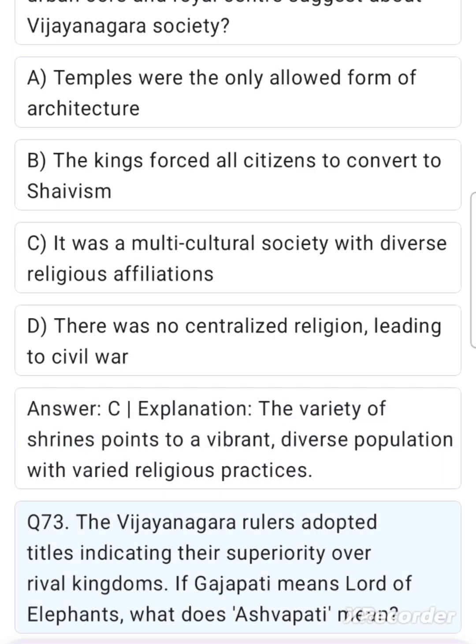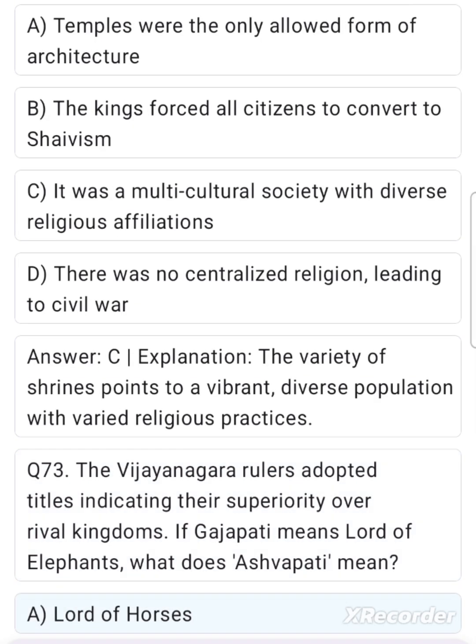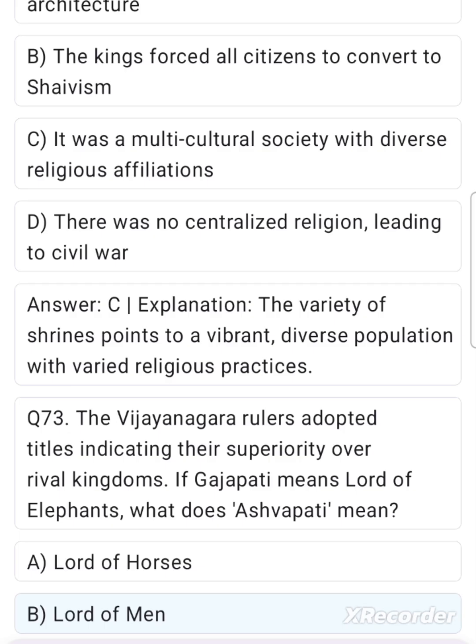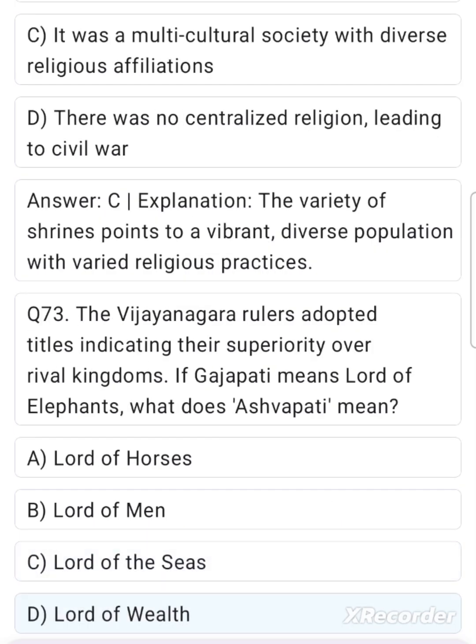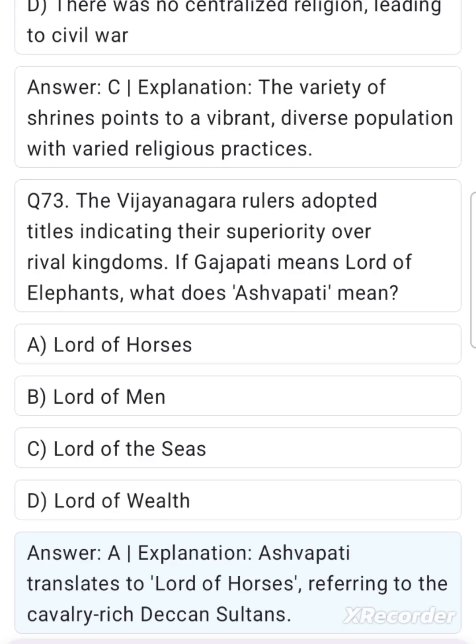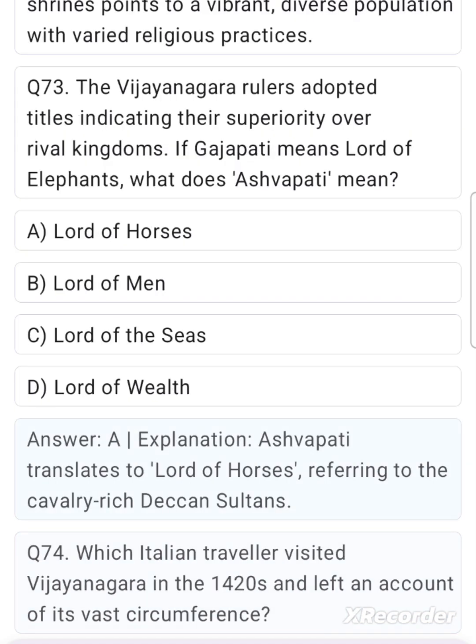Q73. The Vijayanagara rulers adopted titles indicating their superiority over rival kingdoms. If Gajapati means Lord of Elephants, what does Ashwapati mean? A. Lord of Horses. B. Lord of Men. C. Lord of the Seas. D. Lord of Wealth. Answer: A. Explanation: Ashwapati translates to Lord of Horses, referring to the cavalry-rich Deccan Sultans.